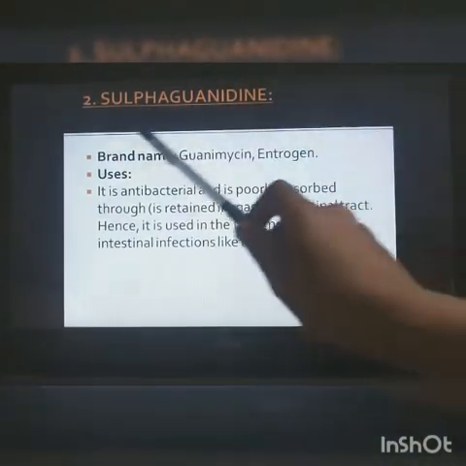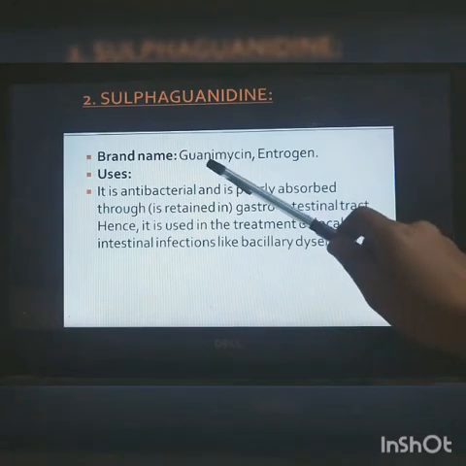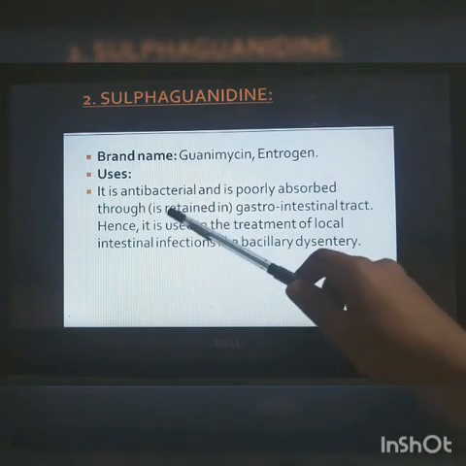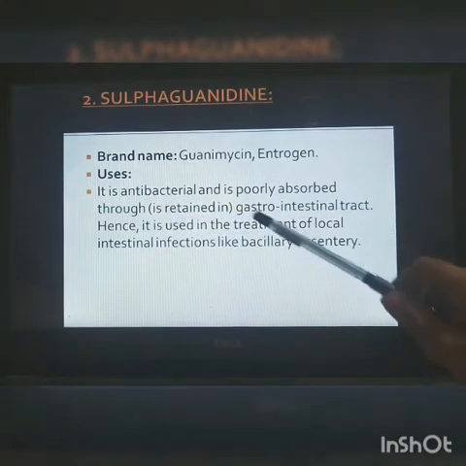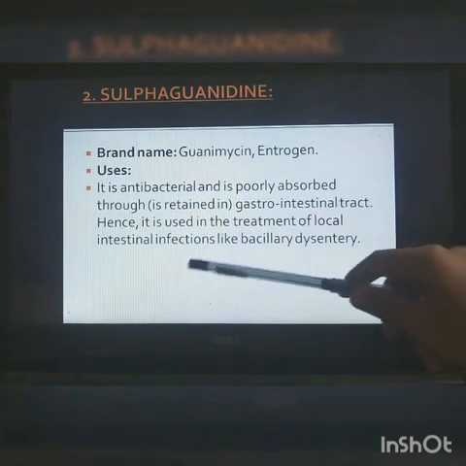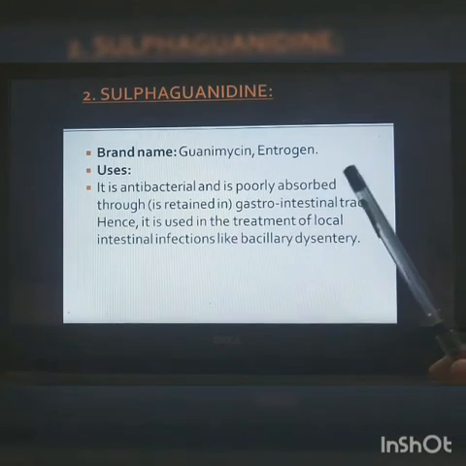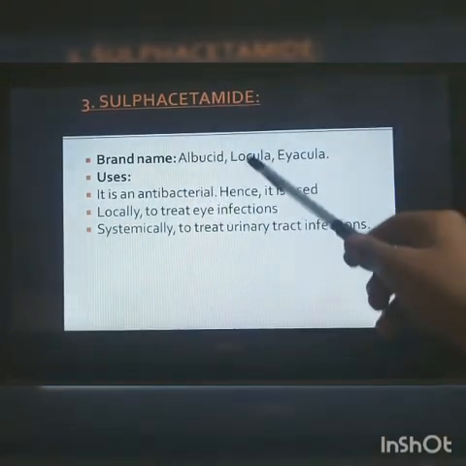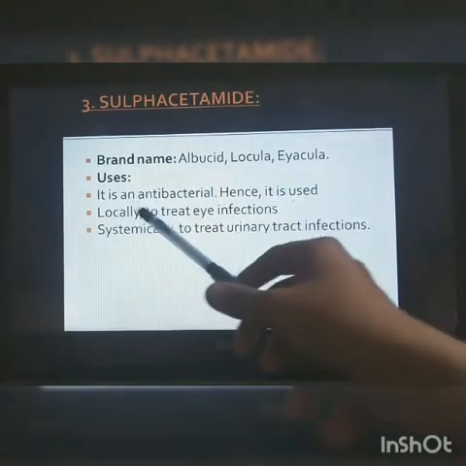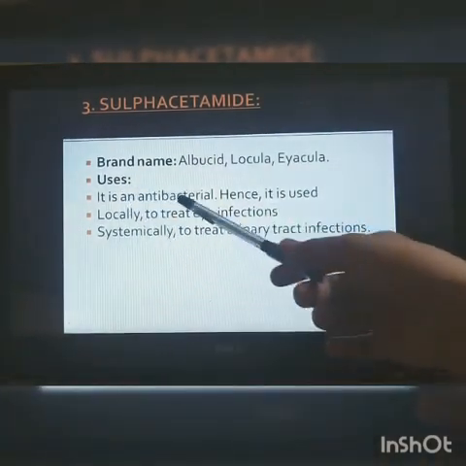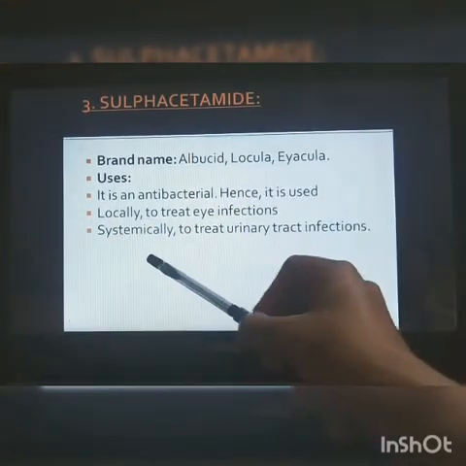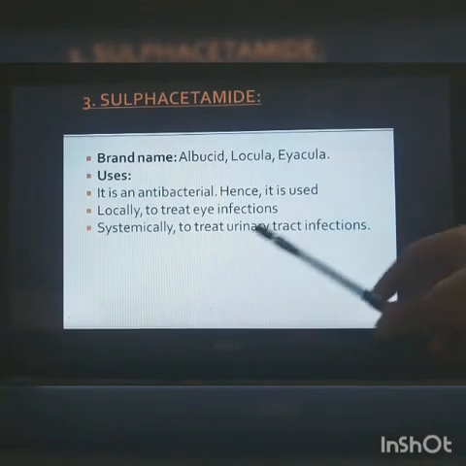Next one is your sulfaguanidine. Its brand names are Guanimycin and Androgen. Uses: it is antibacterial and is poorly absorbed, so it is retained in the GIT. Hence it is used in the treatment of local intestinal infections like bacillary dysentery. Next one is your sulfacetamide. Brand names are Lucid, Locula and Yacula. Uses: it is also an antibacterial, hence it is used locally to treat eye infection and systemically to treat UTI.